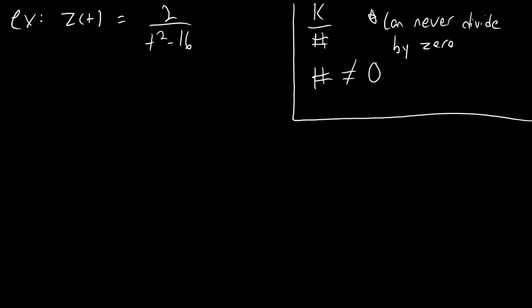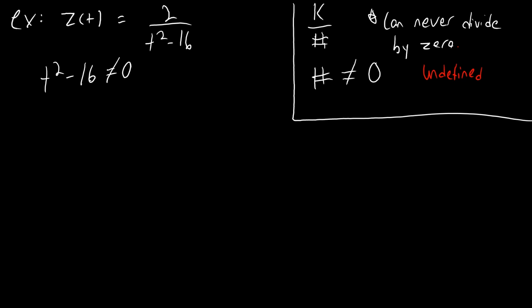It's undefined if you do. Remember, to be a function, you want every point to be defined. Okay, so really, we don't want this t squared minus 16 to equal 0, right? We don't want it to equal 0, but we want to find what values of t can make it 0, because those are the values that we want to exclude from our domain, okay?